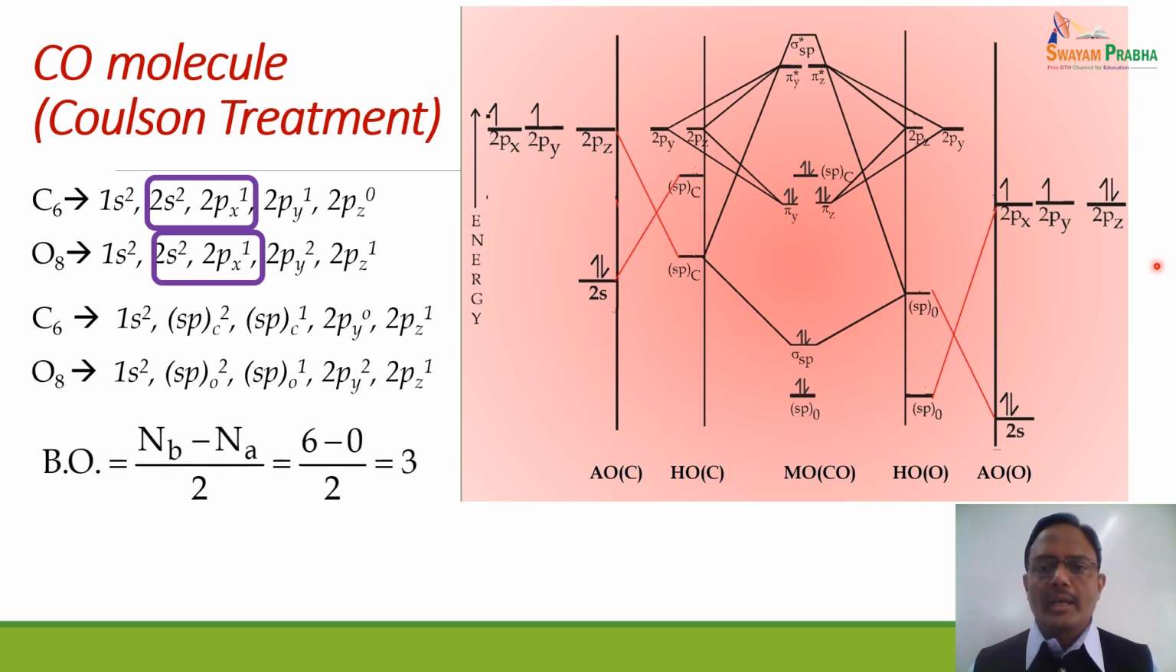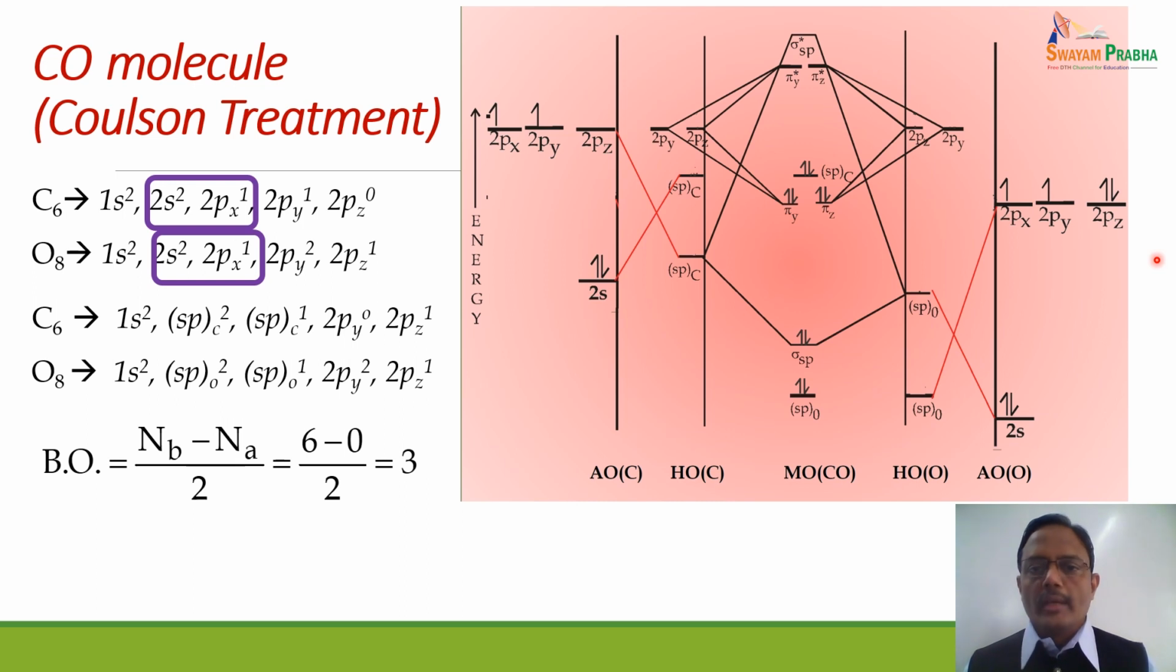And the bond order can be calculated as the number of electrons in bonding minus the number of electrons in anti-bonding, divided by 2. So the number of electrons in bonding: there are 2 electrons in sigma sp and pi y and pi z have 2 electrons each. So 6 electrons are there in bonding, whereas there is no electron in anti-bonding. So 6 minus 0 divided by 2 will be equal to 3. So the bond order is coming out to be 3.